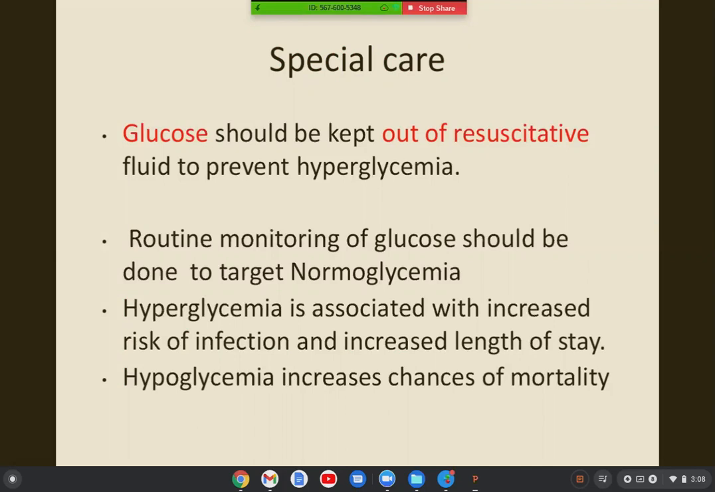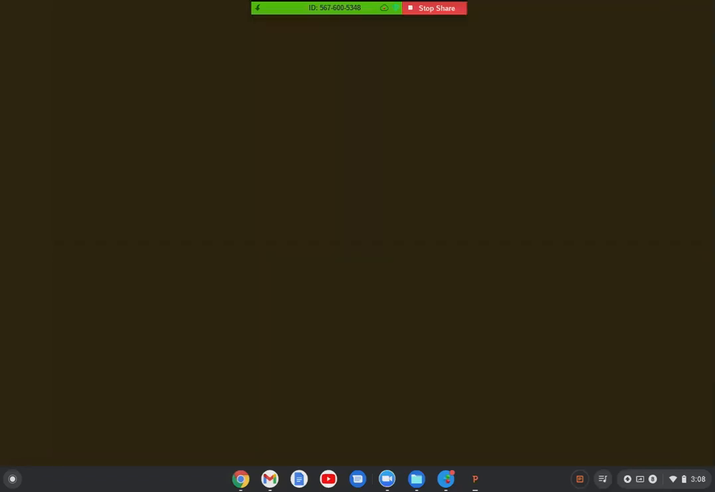Along with the transfusion, we should always remember that glucose should be kept out of resuscitation fluid so that we can prevent hyperglycemia. This doesn't mean we need not monitor glucose. We have to monitor glucose because normoglycemia is what we should target. Hyperglycemia is associated with increased risk of infection and increased length of stay, and hypoglycemia causes increased chances of mortality.